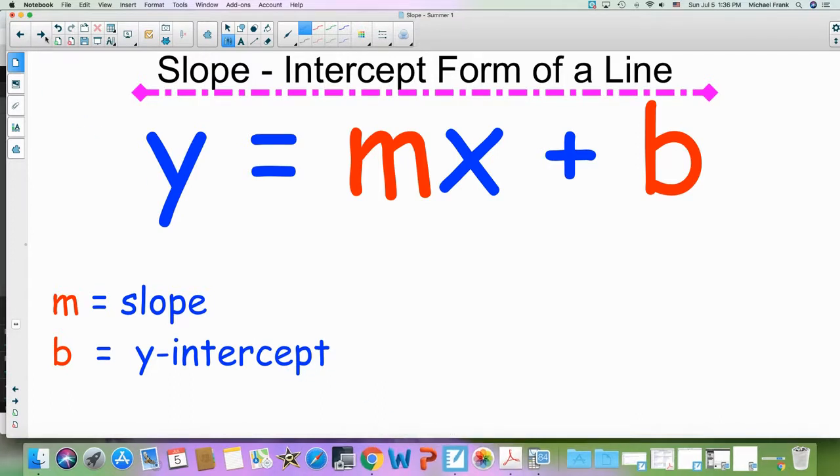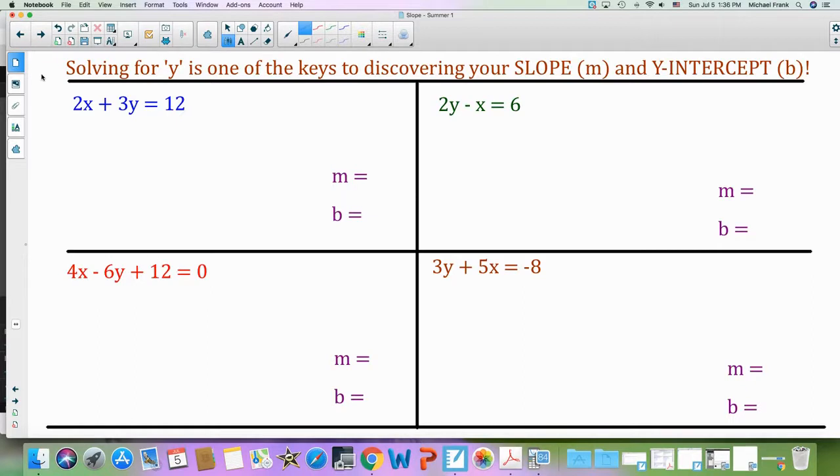our next challenge is what do we do when we're given lines that are in forms that are not the slope-intercept form, that it's not so easy just to pull out the m and the b? Well, in these cases, we need to be able to solve for y first and put it into the form of y equals mx plus b, to put it into the slope-intercept form. Then it would become very easy just to take out our m and our b. Solving for y is one of the keys to discovering your slope m and y-intercept b.